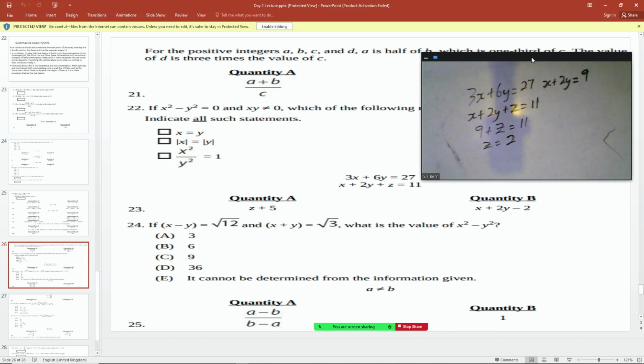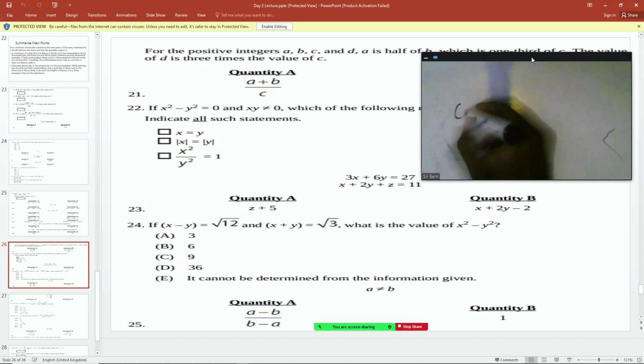And quantity A is saying z plus 5. So if z is 2, 2 plus 5 will give us 7. Then on the quantity B side, x plus 2y is 9. So 9 minus 2 gives us 7. So the two quantities are equal, and we can equate both as such. Moving on to question 24.